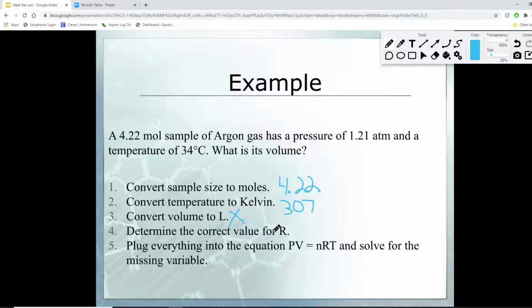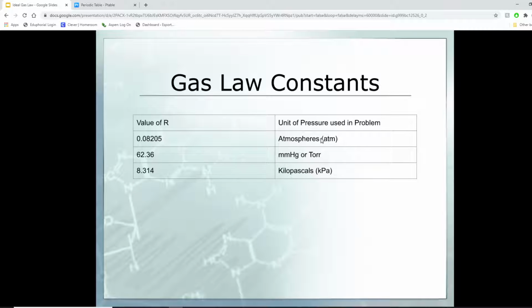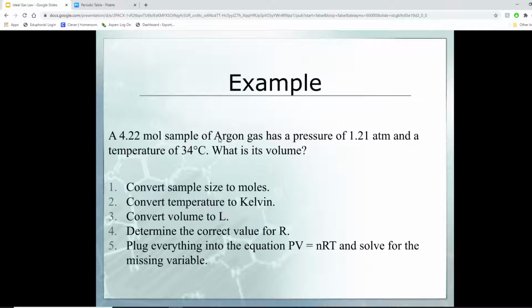All right, and then step 4 is where we're going to decide which value of R we're going to use to plug in here. The unit of pressure in this problem is 1.21 atmospheres. So if we go back and look at this previous slide, we can see that when atmospheres is our unit of pressure, the value for R is this one right here, 0.08205.